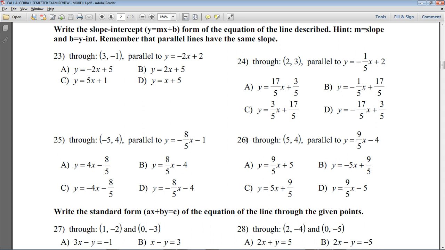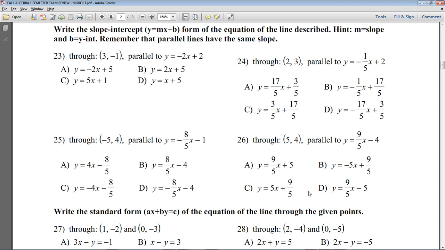Let's look at number 26. Parallel to y equals 9/5 x minus 4. All right, so A, the slope is 9/5 x, and in D, the slope is 9/5 x. The only difference is one of them has a y-intercept of 5, and the other one has a y-intercept of negative 5. So actually, these are both lines that are parallel to this one, but we actually have to solve number 26 out in order to find out what the correct equation is. So number 26 is actually the hardest of those four problems.